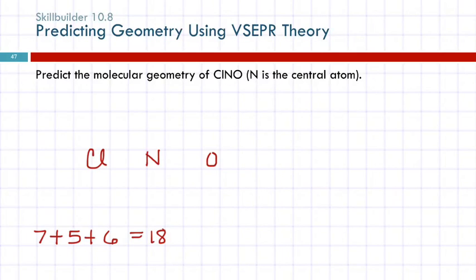So then we're going to put the electrons around. I have to start out with at least a single bond between all my atoms. So there I've got 2, 4, 6, 8, 10, 12, 14, 16, 18. Is that a good Lewis structure? No, we've got somebody without a lone pair. Somebody without an octet.